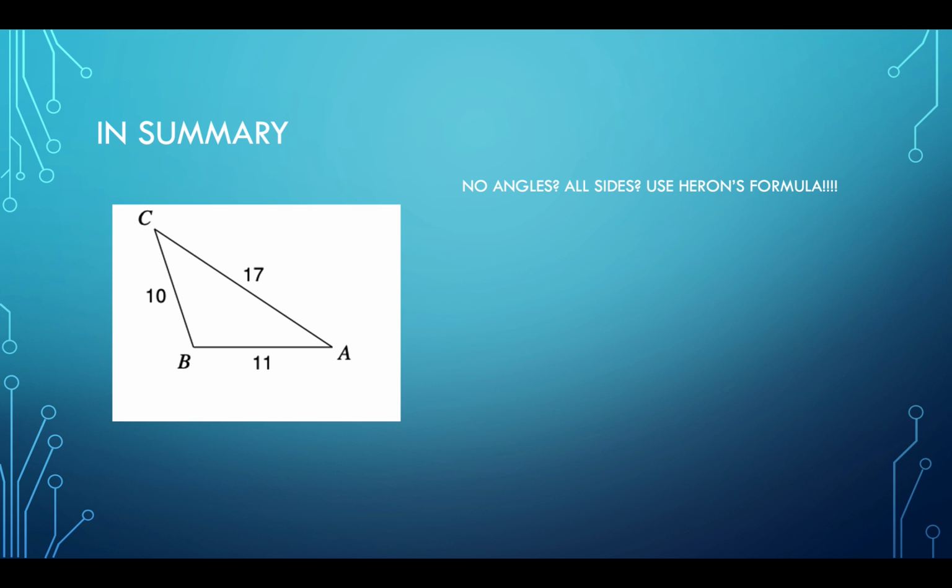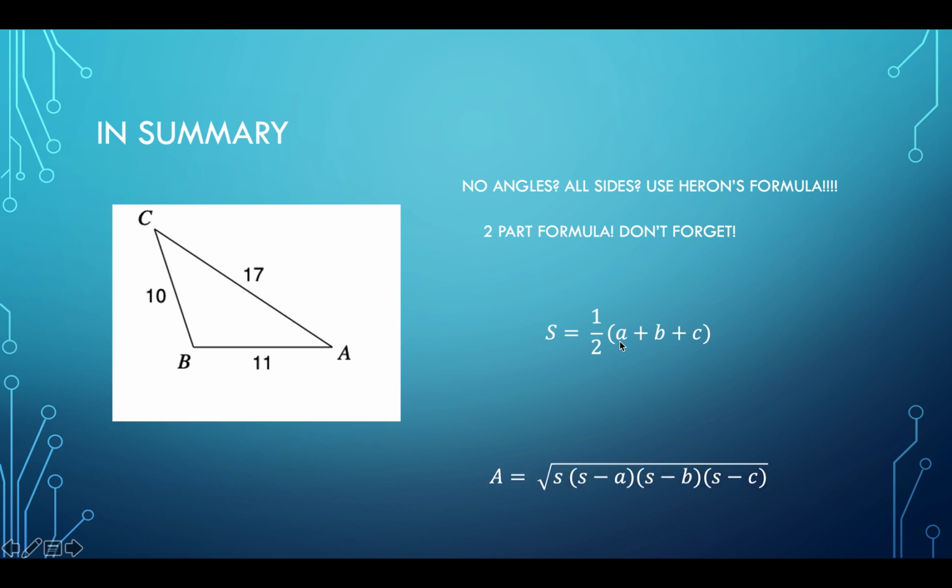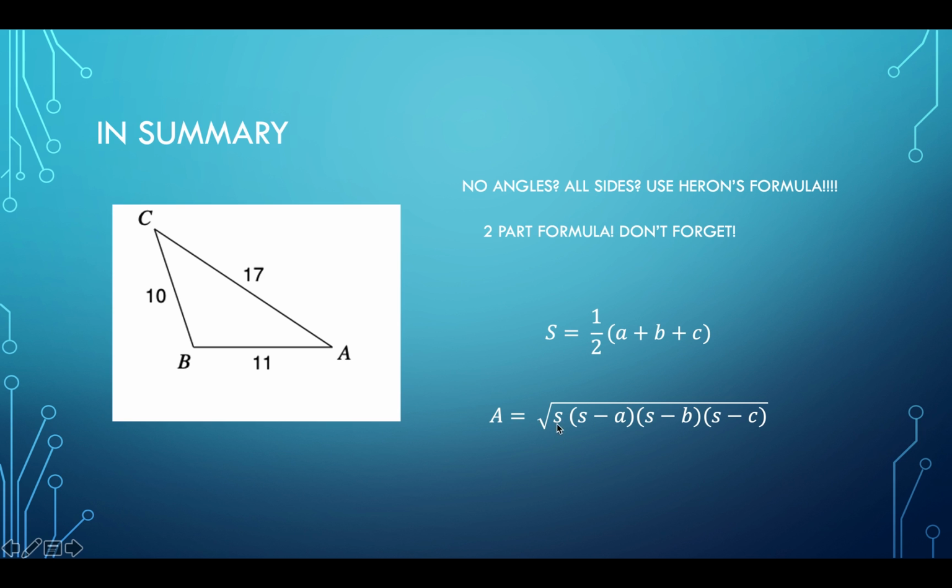Use Heron's formula. So it's a two-part formula. Don't forget about that. The first thing you have to find is that semi-perimeter. So you have to add up all the sides here and multiply it by 1/2. And then once we get that number, we go ahead and plug our semi-perimeter in wherever there's an S in here. And then we just plug in our sides.